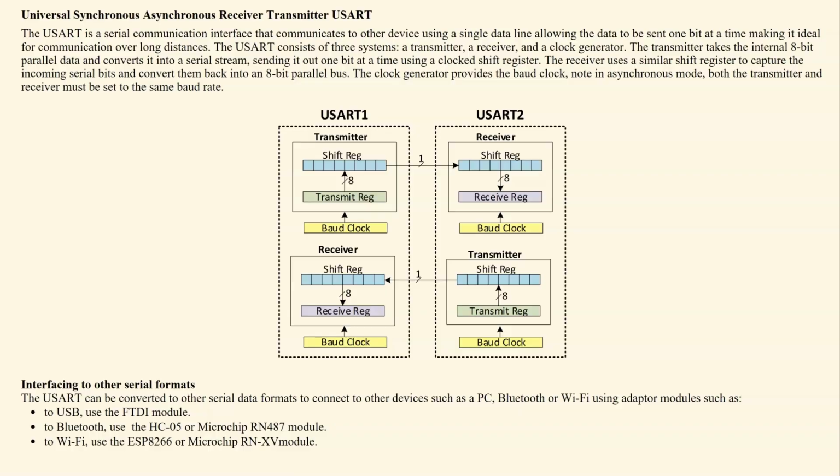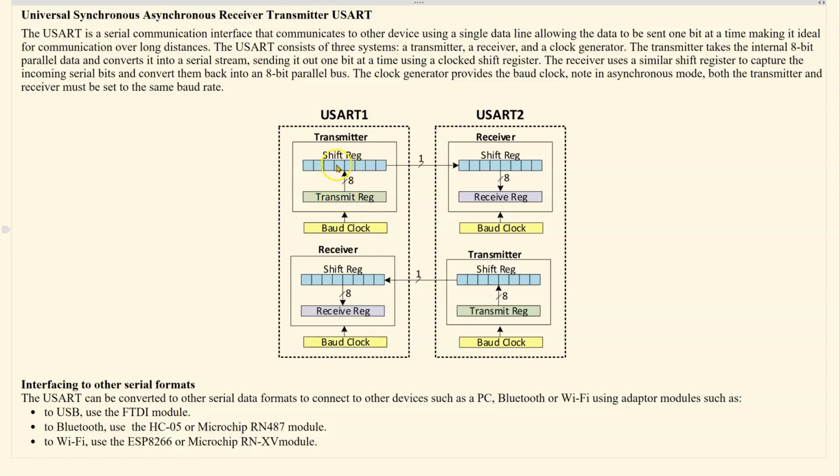The USART is a serial communication system that's found in most microcontrollers. It allows us to transmit data over a single data line. The USART consists of three systems: a transmitter, a receiver, and a clock generator.